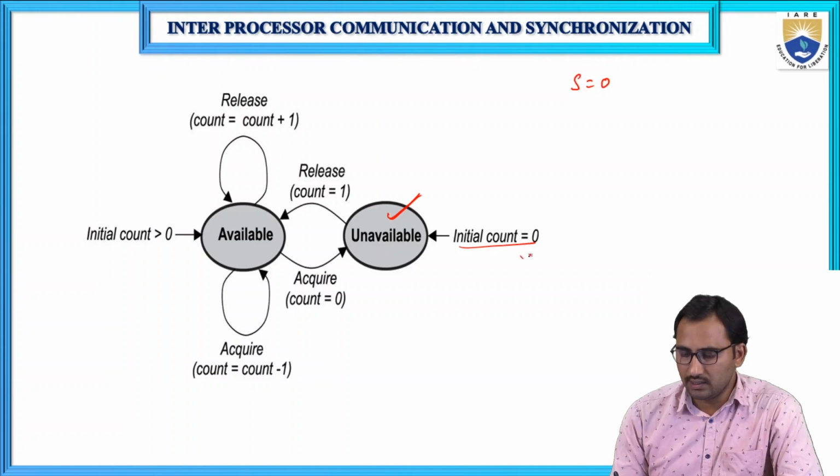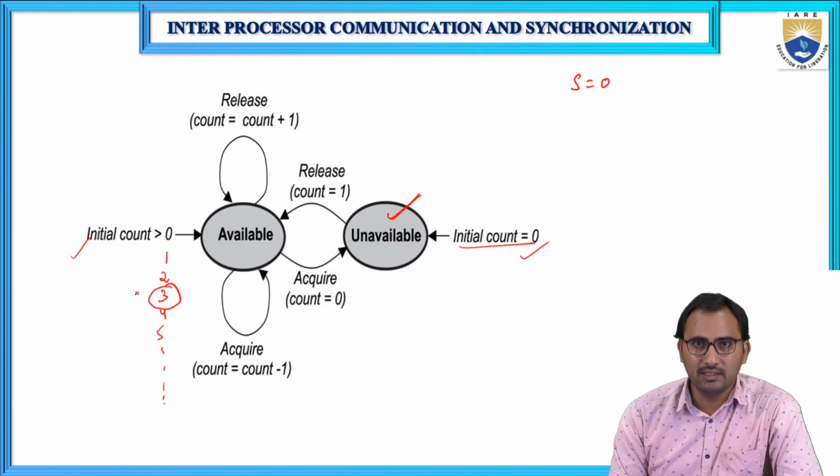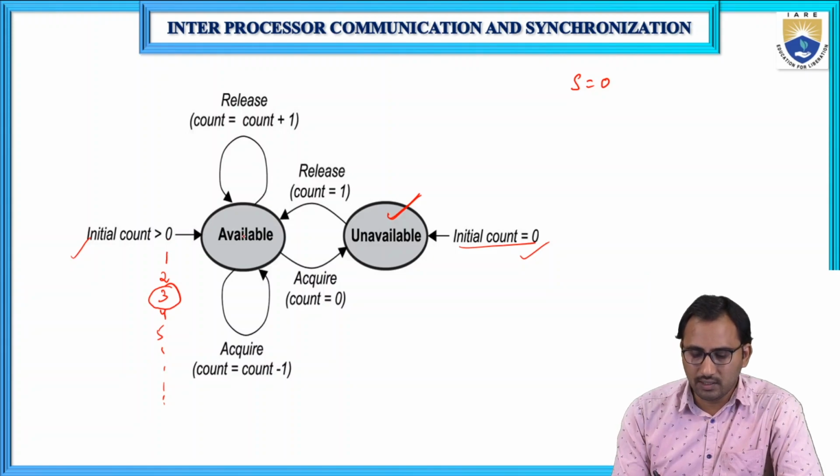That is one case. The second case is if the semaphore value is greater than 0. Greater than 0 means it could be 1, 2, 3, 4, 5 and so on. Suppose the semaphore value is 3. That means the resource can be accessed by 3 processes. Suppose we have a memory.